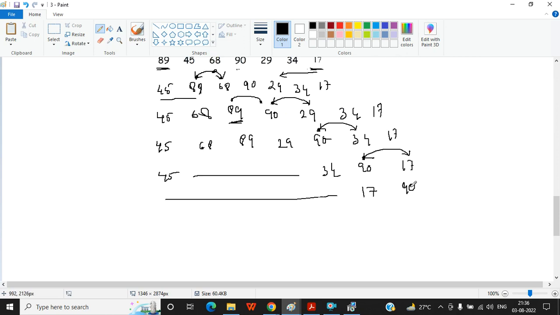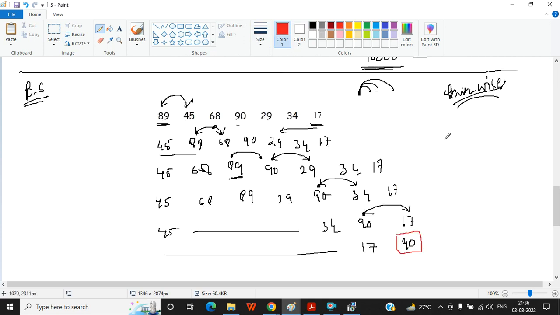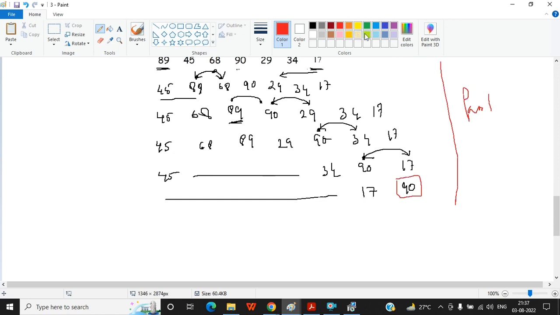Got it? See here, 90 got its place. Here is complete pass 1. As pass 1 completed, we got the largest number and we placed it on the rightmost side, at its own position. Now we have to leave that place. Now we will start again from 45. Then again we will do the same thing.